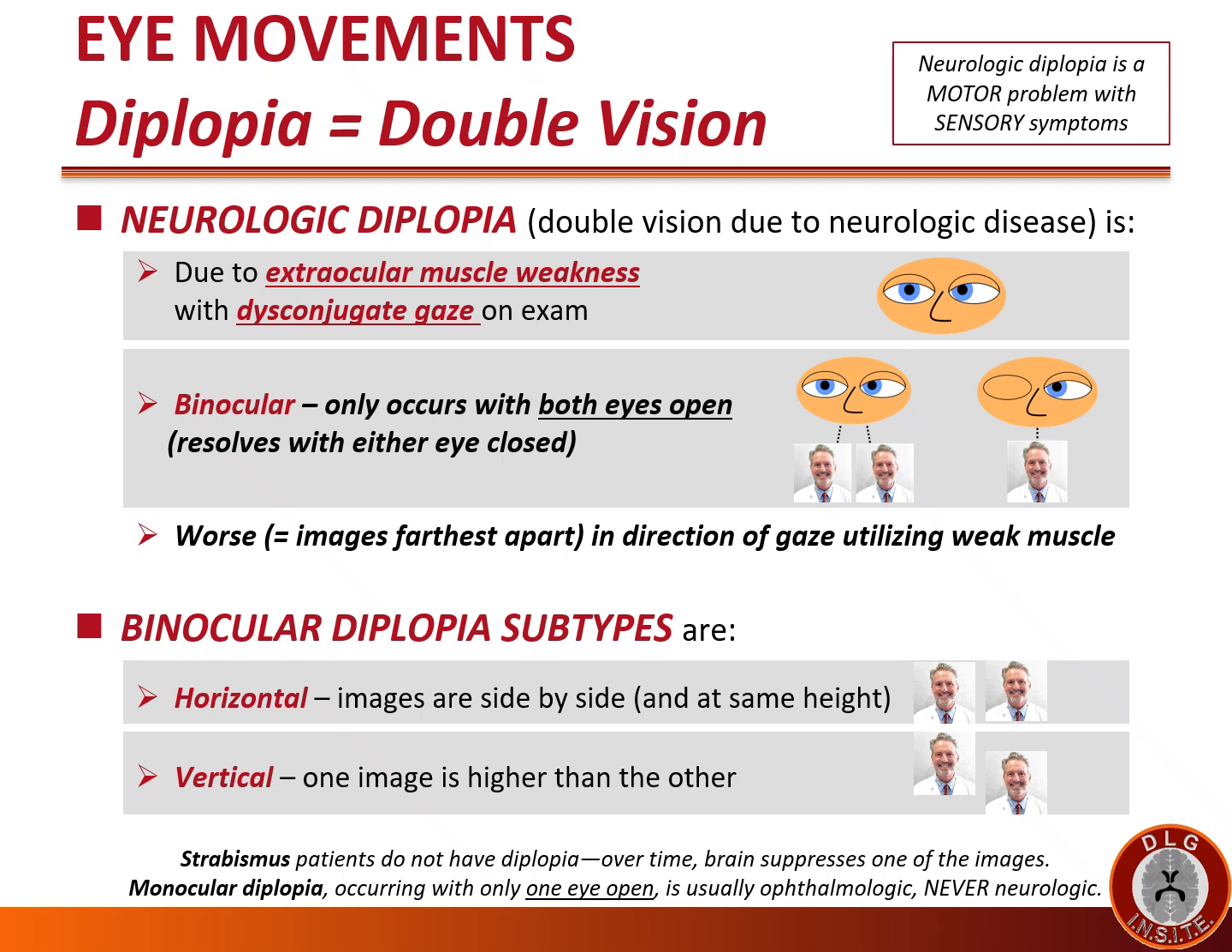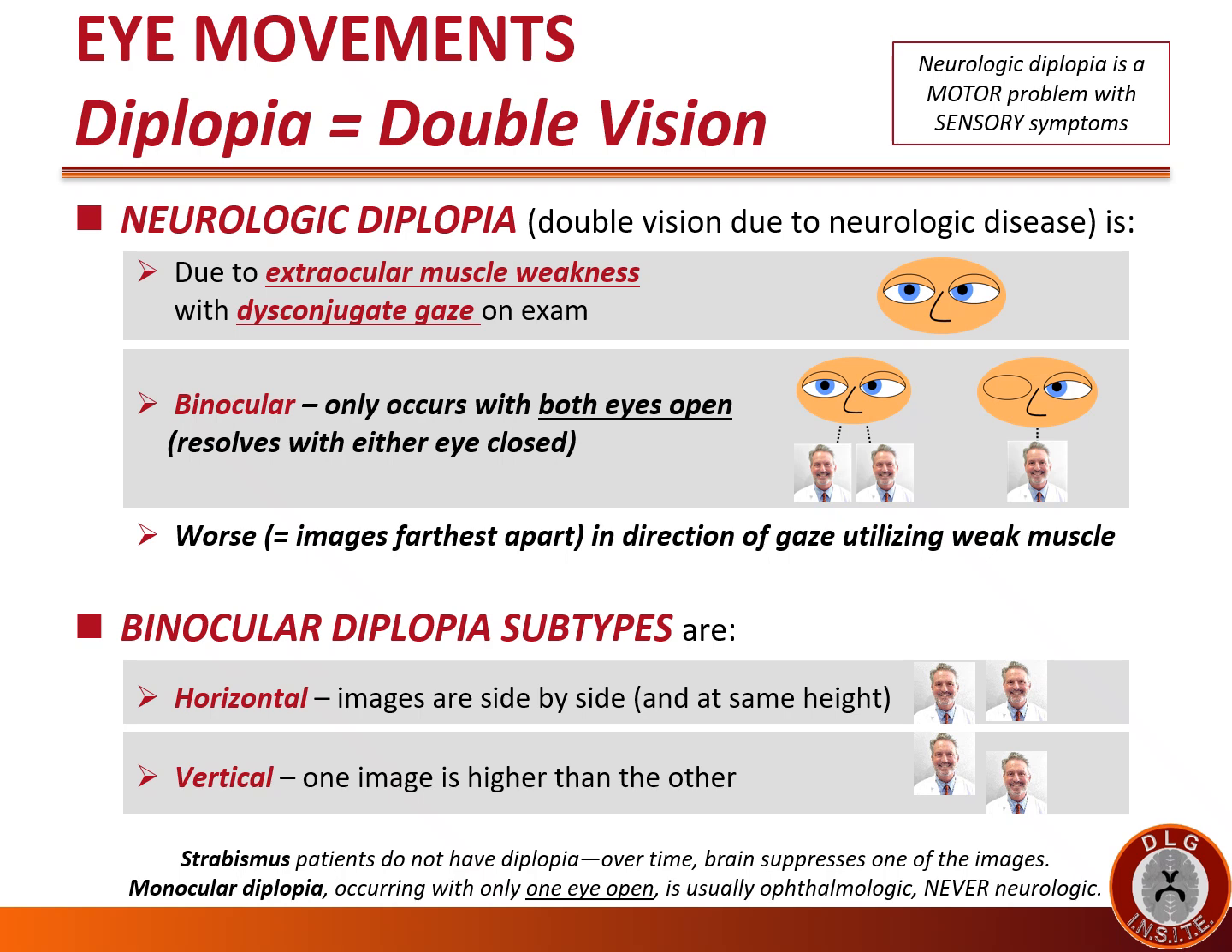And neurologic diplopia is always binocular, which means the double vision only occurs when both eyes are open. Closing either eye resolves the double vision. You only see double because each eye is looking at different things. If you close one eye, you don't see two things.